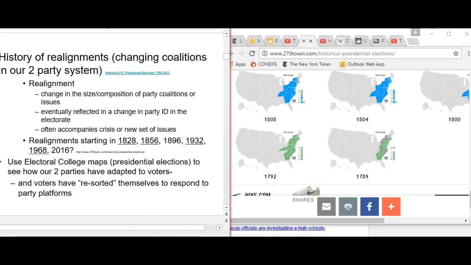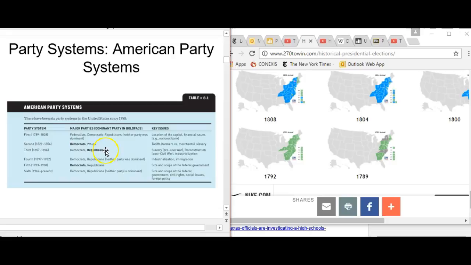Now, the first thing to point out also is that in your textbook there is this little chart here that talks about each of the party systems, what the parties were, and what the most important issues were during that party system. And you can see that the issues change over time. And as the issues change, so do the groups of voters that are interested in those issues, and the way that those voters are organized and divided changes as well.